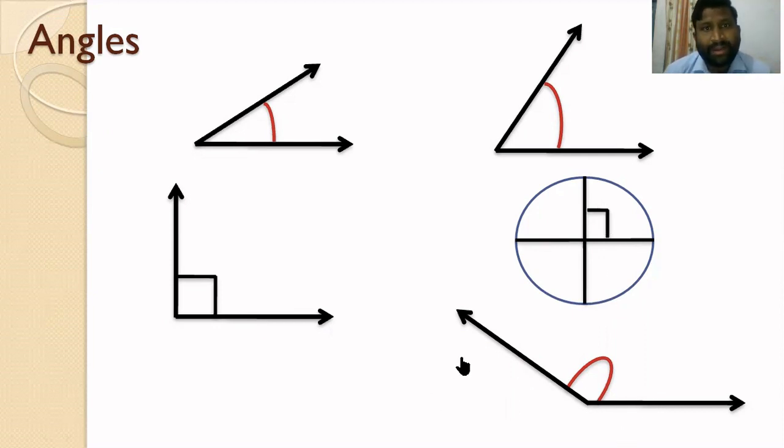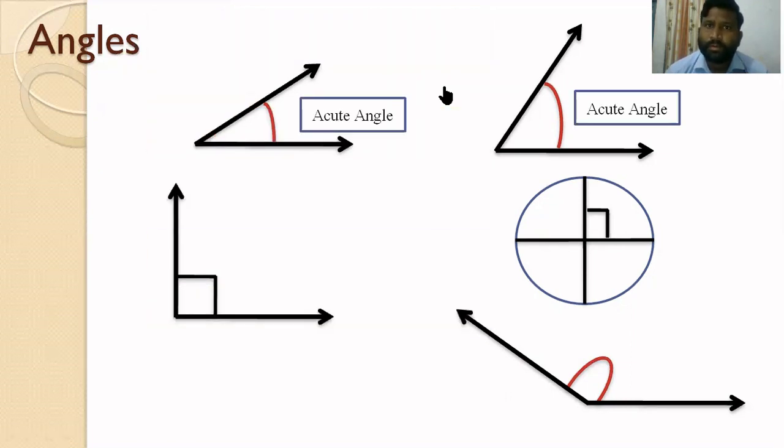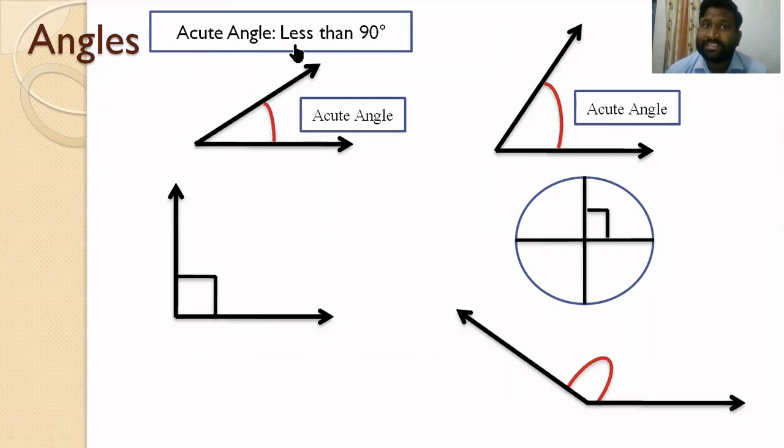Okay. So depending upon the degree of the angle, it is divided into 3 parts. Angles are measured in degrees, I have told you, and this is the symbol of degree. This is called an acute angle. What is the meaning of acute angle? An acute angle is less than 90 degrees. Any angle which measures less than 90 degrees is called an acute angle.